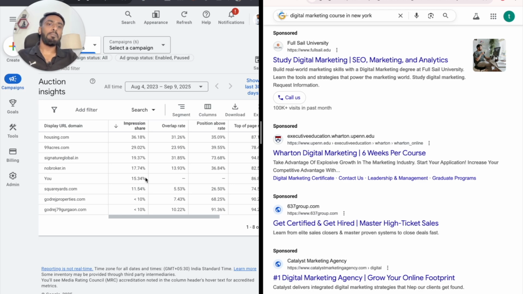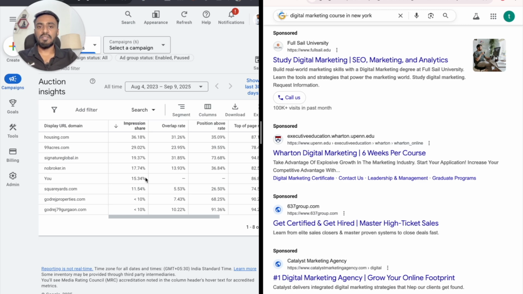Now there can be multiple reasons behind your impression share being low, or you're not able to gain 50, 80, 90 or even 100% impression share. See, one of the major reasons behind the low impression share is less budget. This low impression share also points towards increasing your budget.